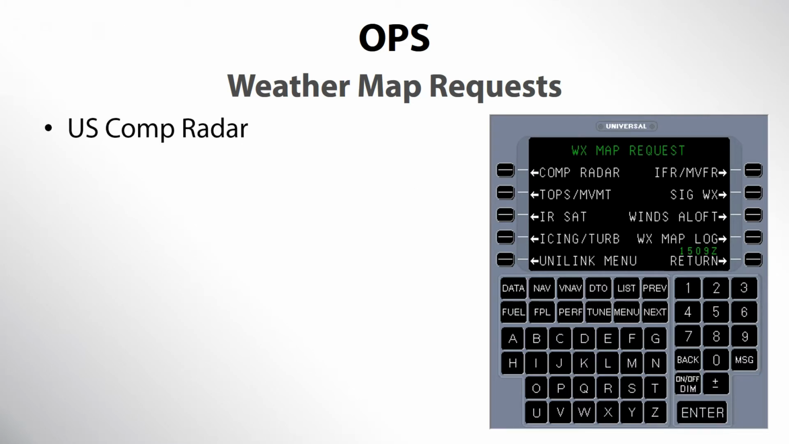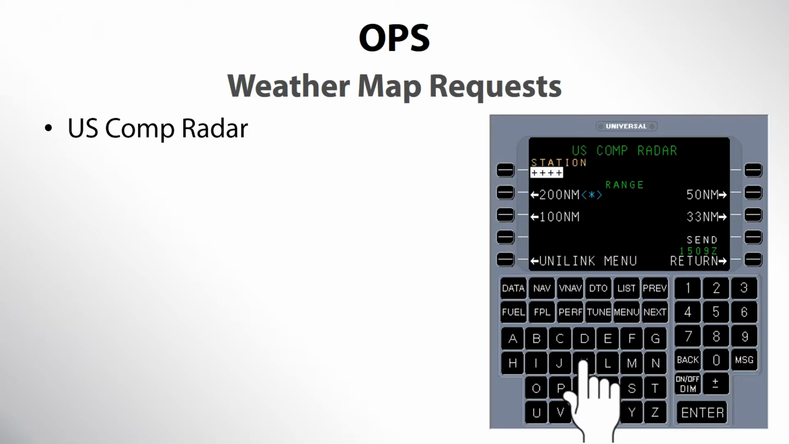The US Comp Radar page allows the user to request composite radar weather maps at specified weather stations and ICAO airports. To request a composite radar graphic, enter an airport identifier in the station field and press Enter, or accept the default destination airport identifier from the FMS.